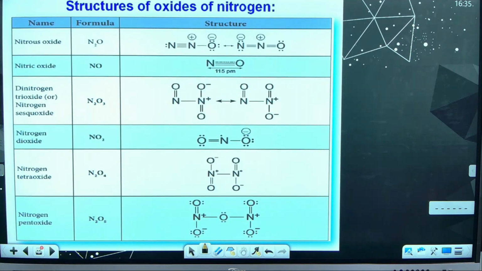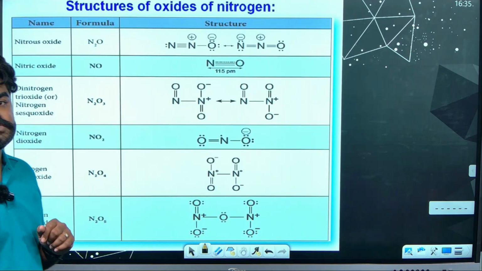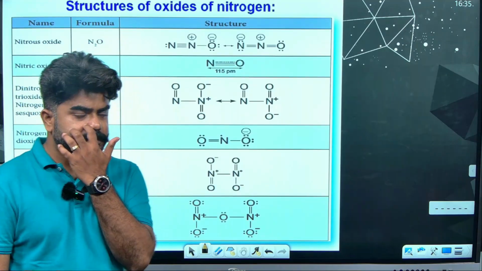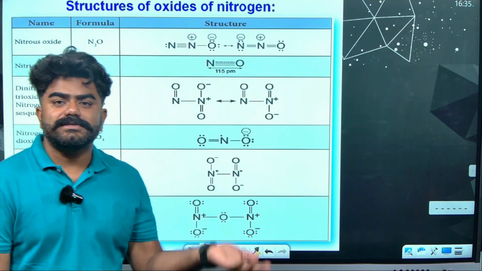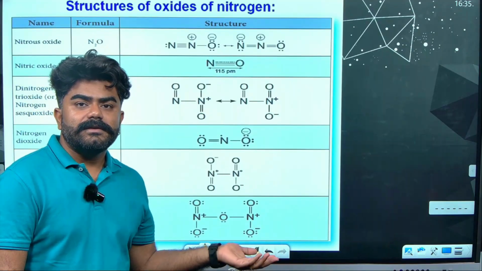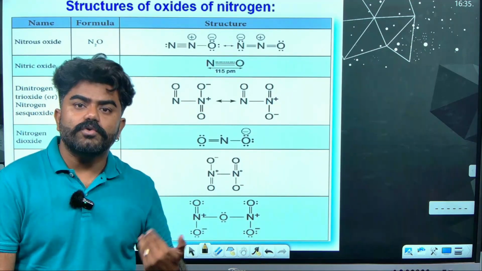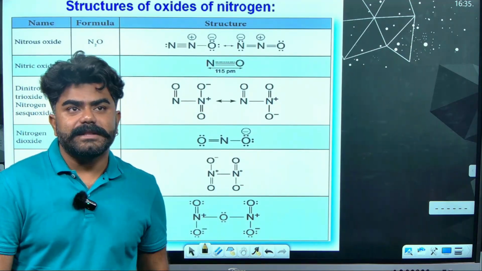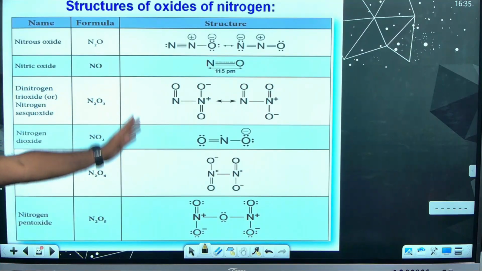Here you can see the structures of the oxides of nitrogen. We just saw nitric oxide, nitrous oxide, nitrogen dioxide, pentoxide, dinitrogen trioxide. How the structure of each molecule looks, we can see here.